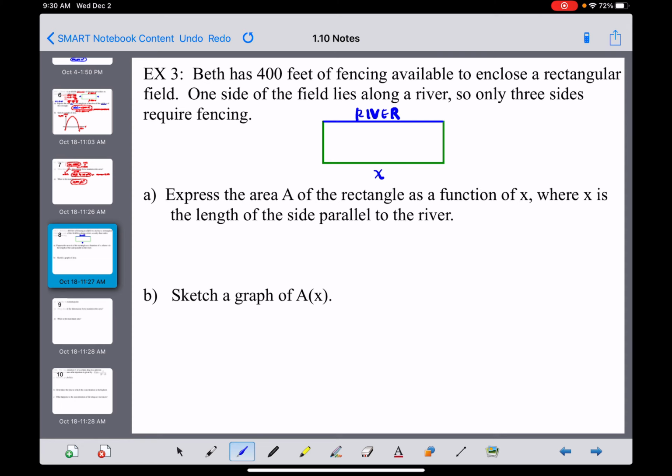So if we want to find area, again, area is length times width. Well, we have the length this time. So area in terms of x, make sure you have good notation as a function of x. Okay, so we have to put that x there. So our length is x, but we need our width. So again, we have 400. This time we have 400 feet.